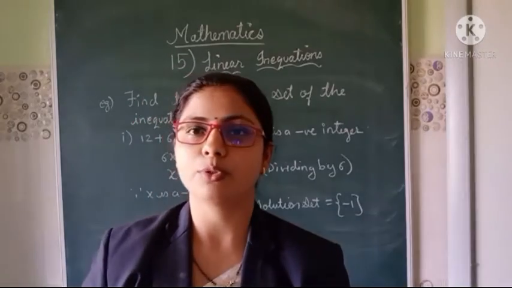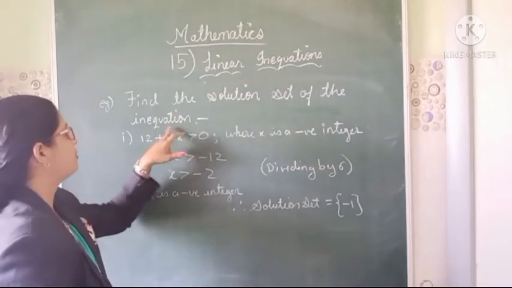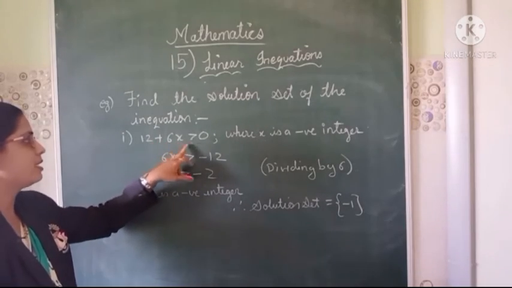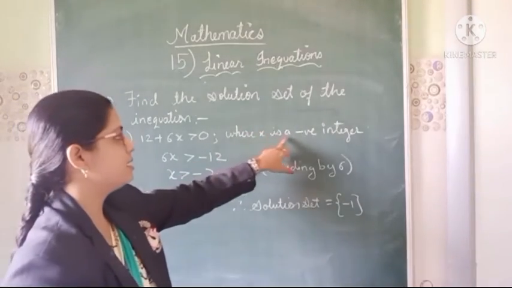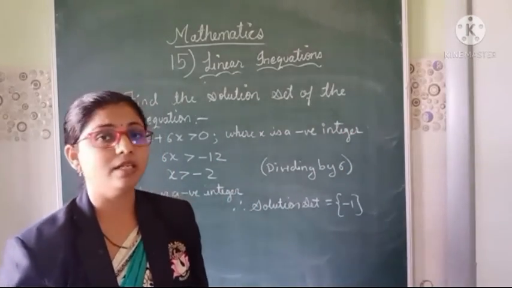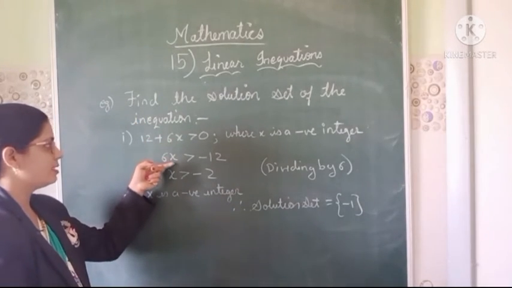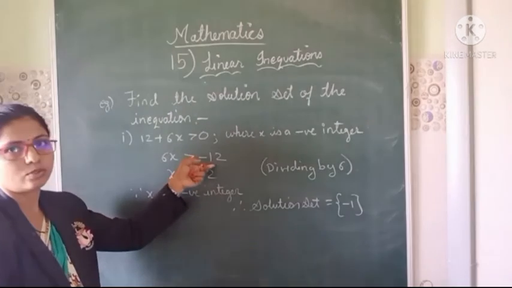Now let us have a look at the example. Find the solution set of the inequation. This is the inequation given to you: 12 plus 6x greater than 0, where x is a negative integer. So how will you find it out? This 6x will be as it is. This positive 12 will go to this side and it will be negative 12.